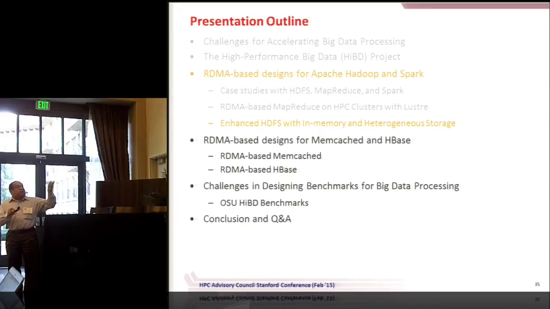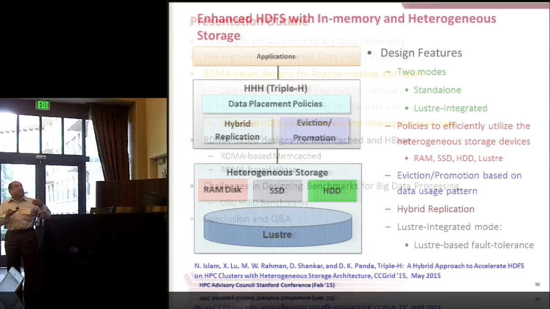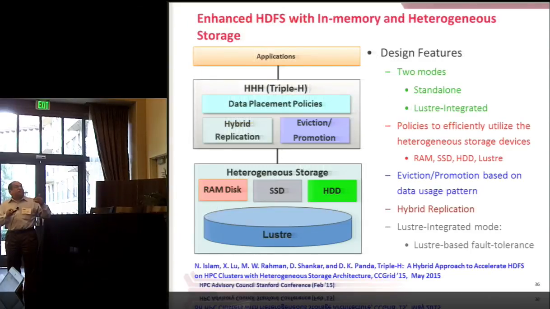Then the next one, what we are working on. Through our experience, we saw that HDFS has some bottlenecks. So now the question is, can we provide a lot of flexibility so that HDFS can take advantage of either RAM disk, SSD, hard disk, or Lustre in a very flexible manner? And that's what we have done here. Different kinds of policies are there to utilize these heterogeneous storage devices, different kinds of eviction and promotion schemes. You can do some hybrid replication. We'll be presenting this paper at the CCGrid conference in May.